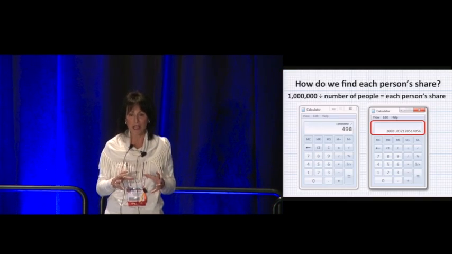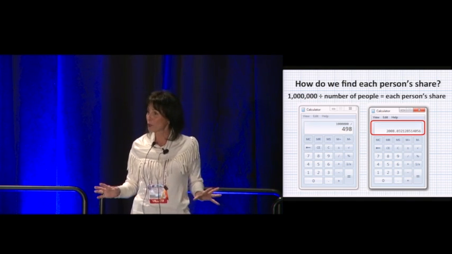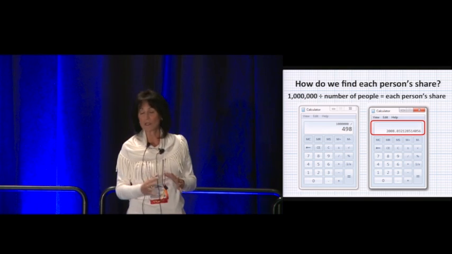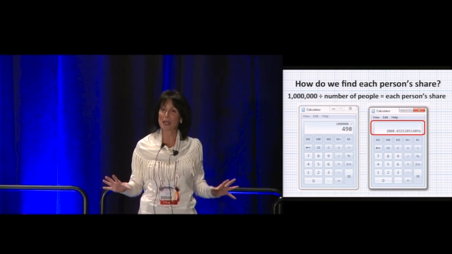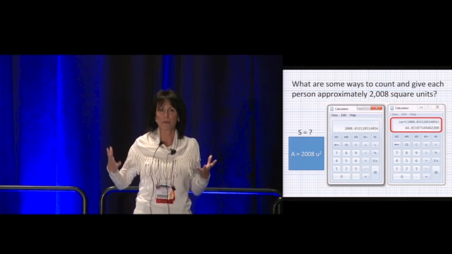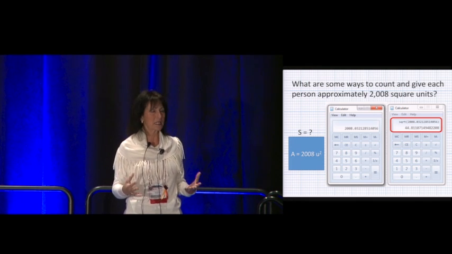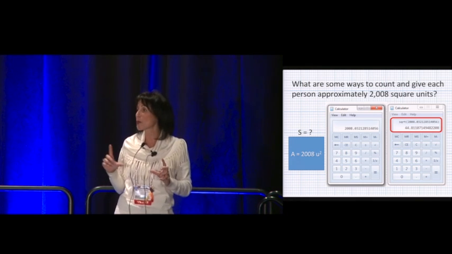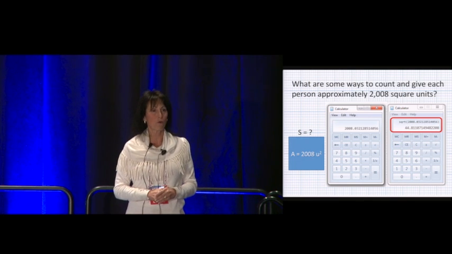So they came back and they said, okay, we've got 498. Now we've got to figure out how many each person gets. So they divided 1 million by 498. The quotient was 2008. So they figured out, okay, everybody gets 2008 squares. What's that going to look like? A long strip or something else? Well, they said, no, we're going to make it a square. And I explained to them, okay, you'll need to find the square root to find the side length. We did that. Square root was 44.8.